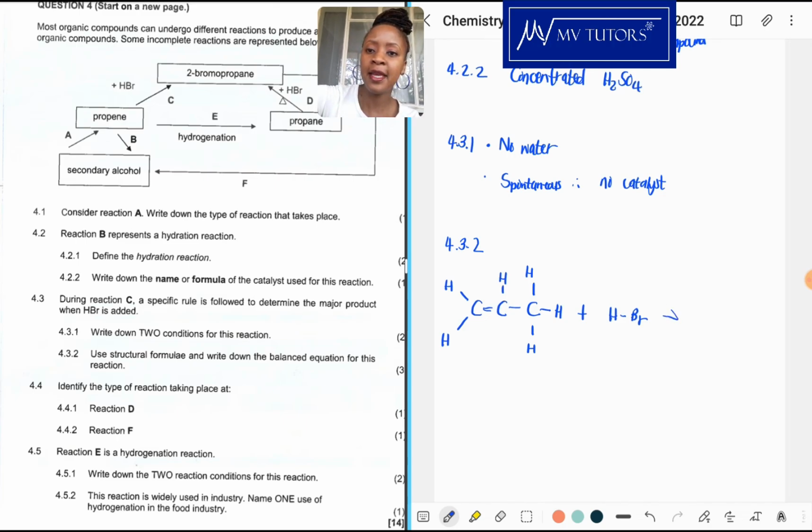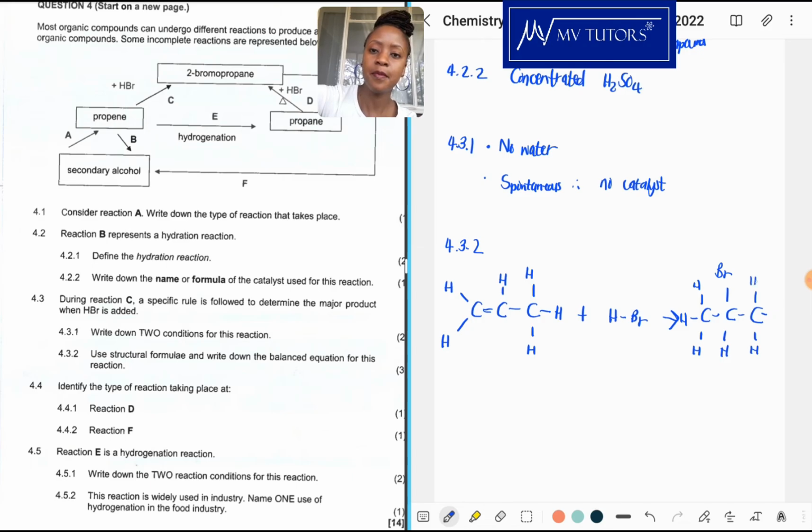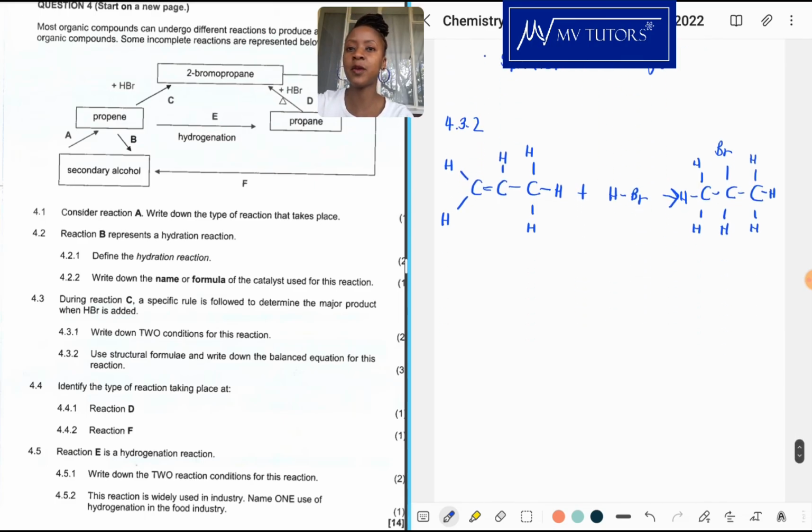Remember, there is a bond between the hydrogen and the bromine atoms. Okay, and at the end we get our compound there. On the second carbon we have the bromine atom, and the rest is just hydrogen atoms. Alright, so that is the structural formulae of this balanced equation. If you want to check if it's balanced, make sure that the hydrogen atoms, the carbon atoms, and the bromine atom are the same on the left as on the right of the arrow.